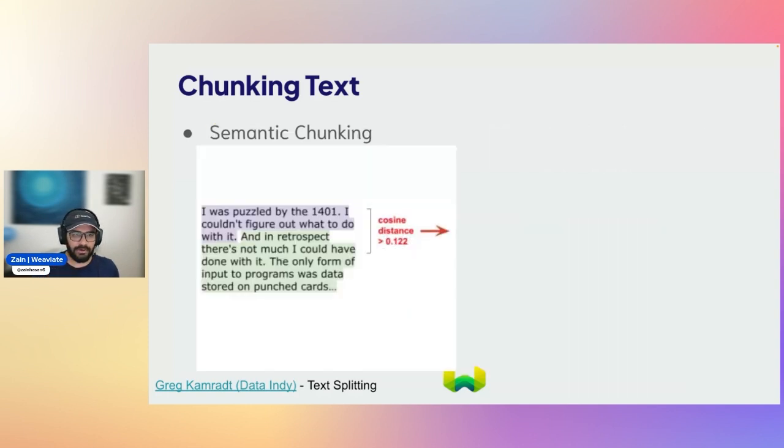Right? One option is called semantic chunking, and this is a relatively simple idea. The idea here is that you can go sentence by sentence, and your job is to identify how similar the previous sentence is to the next sentence. If they're similar enough, you don't create a new chunk.